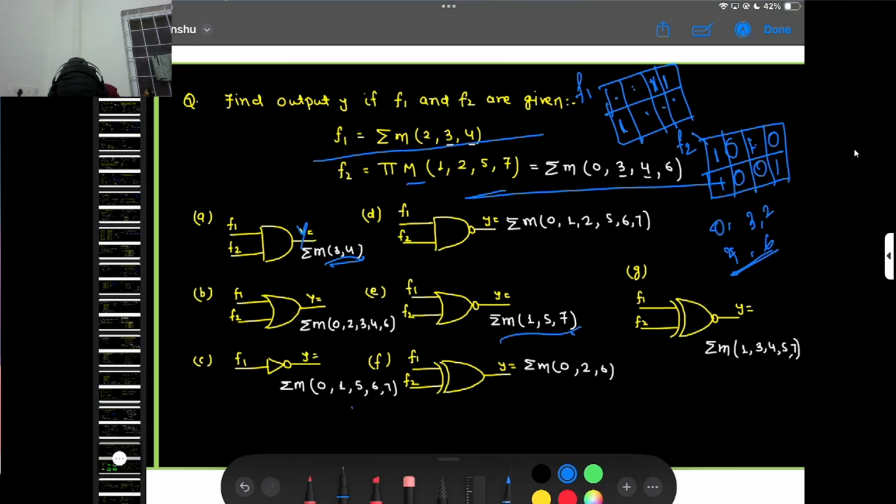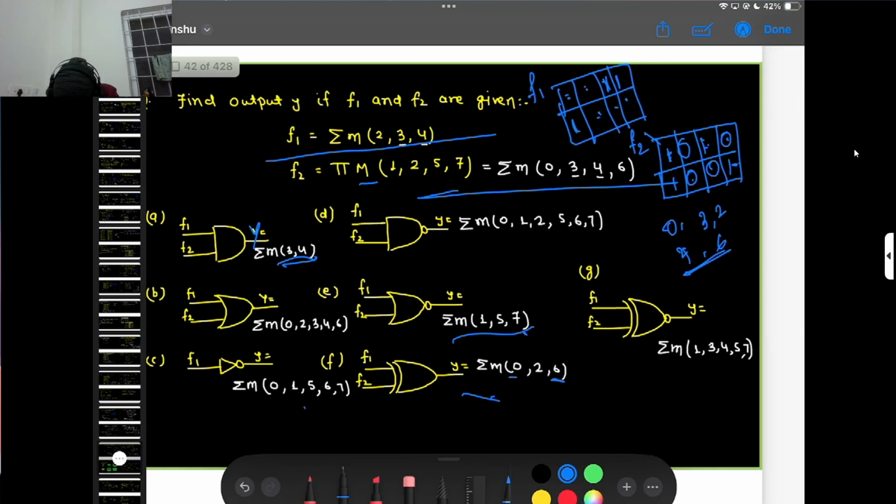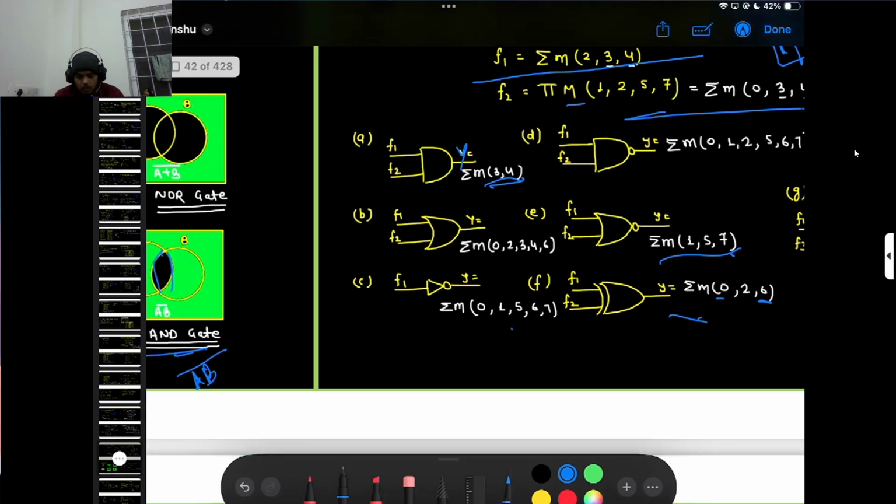And F1 F2 is my XOR gate. Here 1 0, so that is 1. So 0 will come. Both are 0, so this is meaningless. And 2 will be there, 4 not there, 3 not there, 0 not there, and again the 6 will be there. And if 0 to 6 are there, then obviously for XNOR gate it is the complement, so 1 3 4 5 7 will be there.